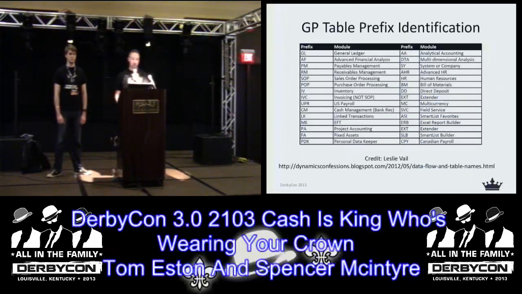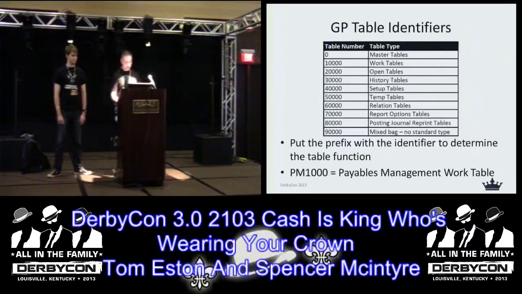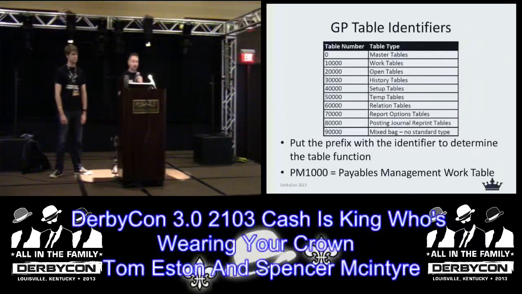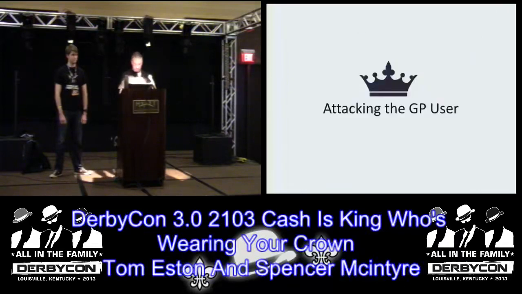and now I can start customizing my attacks towards the financial system, because now I know where the general ledger is, I know where the payroll system is, and I know where the inventory is. So as a pen tester and attacker, this is very valuable information to start digging into these different types of systems. Here's some of the identifiers. So simply PM1000, that's your payables management work table. All you do is put the prefix with the identifier, and now you have the table function.